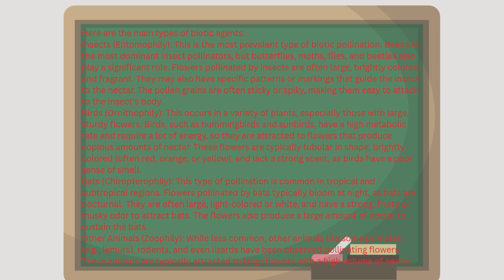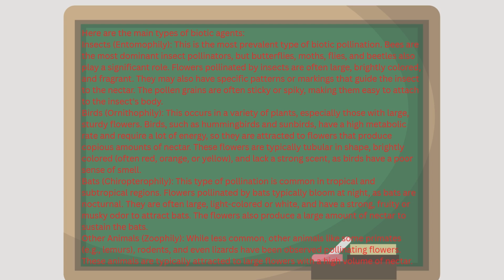Bees are the most dominant insect pollinators, but butterflies, moths, and flies also play a significant role. Flowers pollinated by insects are often large, brightly colored and fragrant. They may also have specific patterns or markings that guide the insect to the nectar. The pollen grains are often sticky or spiky, making them easy to attach to the insect body.